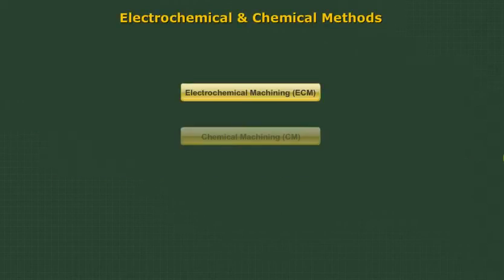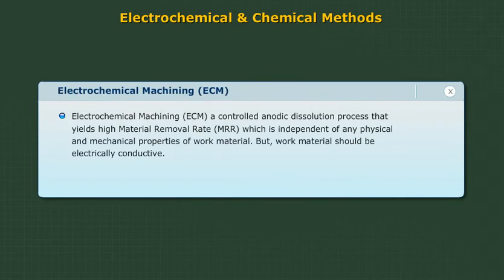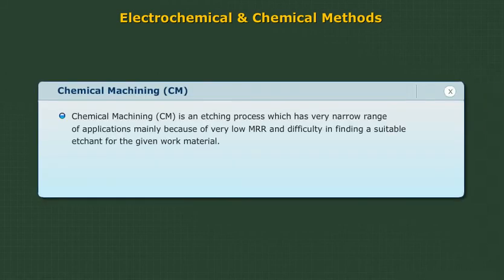The types of electrochemical and chemical methods are electrochemical machining, a controlled anodic dissolution process that yields high material removal rate, which is independent of any physical and mechanical properties of work material. But work material should be electrically conductive. Chemical machining is an etching process which has very narrow range of applications, mainly because of very low MRR and difficulty in finding a suitable etchant for the given work material.